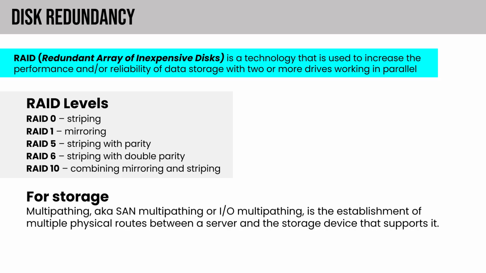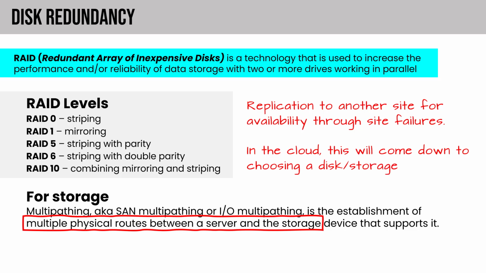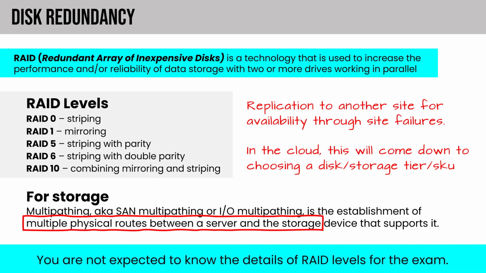But for storage, multipathing, also known as SAN multipathing or IO multipathing, is the establishment of multiple physical routes between a server and the storage device that supports it. Now, replication to another site for availability through site failures is common. In the cloud, this will come down to choosing a disk or storage tier or SKU. So with a virtual machine in the cloud, we can choose the level of performance and resilience for our VM disks, for example. You can even set up some advanced storage configurations that involve replication between physical sites, so between regions.